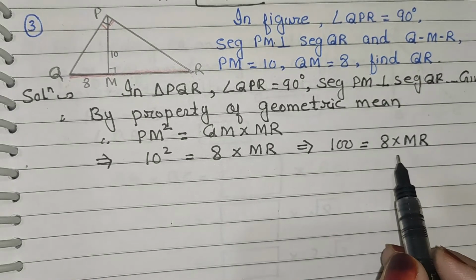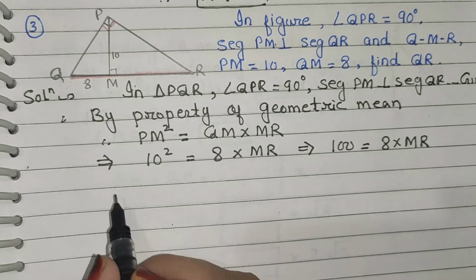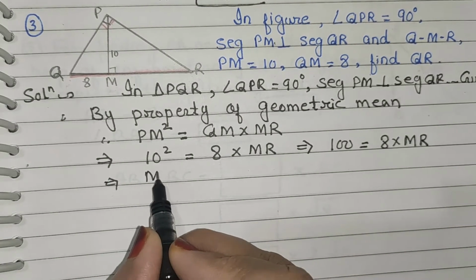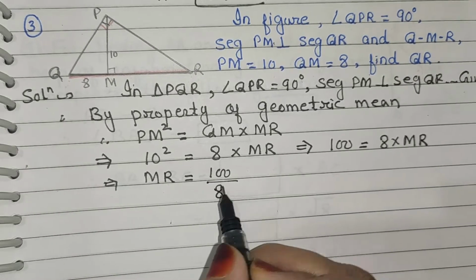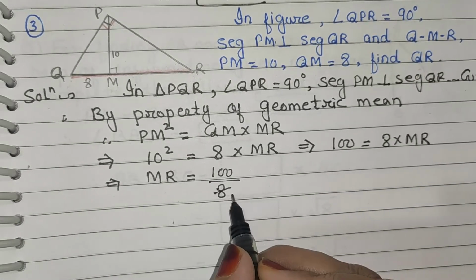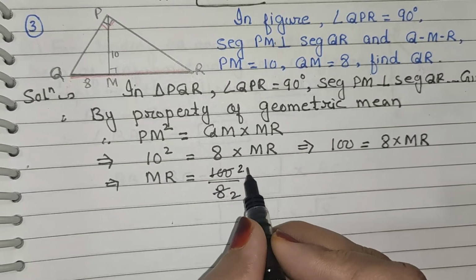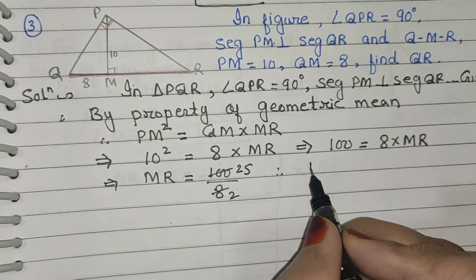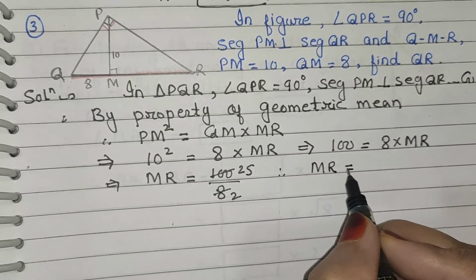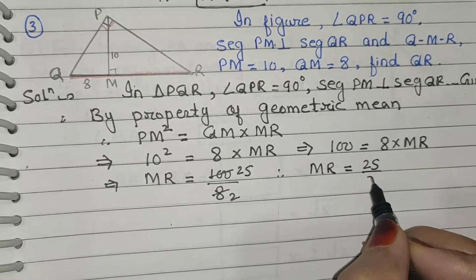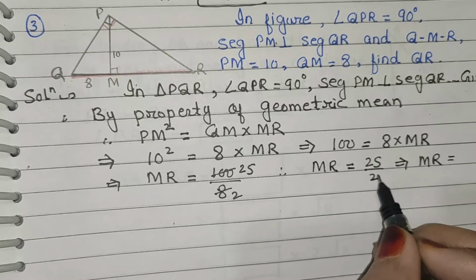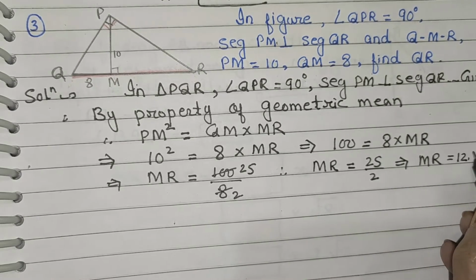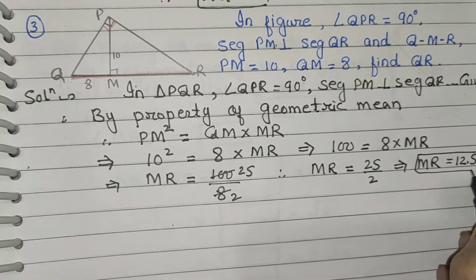Now dividing by 8, we get MR is equal to 100 by 8. Now solve it. 4 2s are 4, 25. Therefore MR is equal to 25 upon 2. Therefore MR is equal to, solving, we get 12.5.